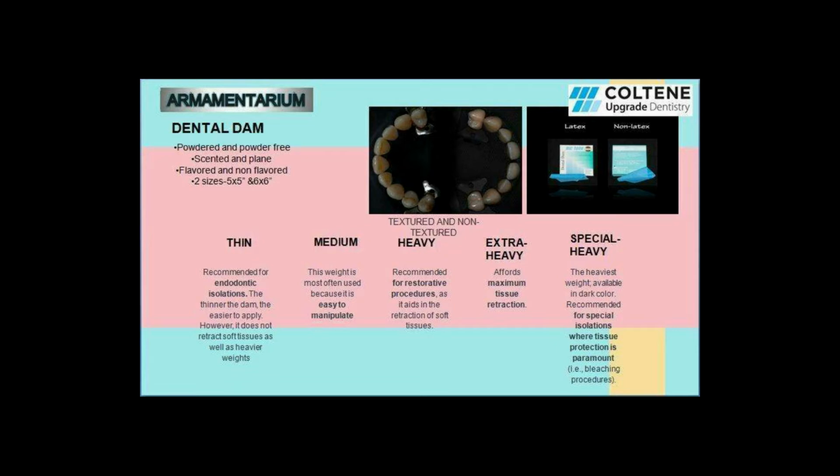Thin sheets are good for endodontic isolations. Medium thickness sheets are the most often used sheets as they are easy to manipulate. Heavy ones are recommended for restorative procedures as it aids in the retraction of soft tissues. Extra heavy affords maximum tissue retraction, and the special heavy are used for spatial isolation where tissue protection is paramount, for example, the bleaching procedures.